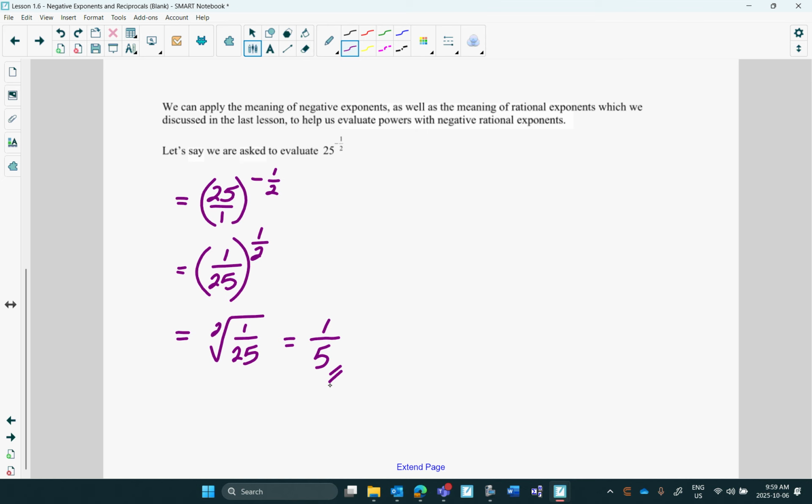So notice when it's got negatives and fractions, do the negative first, change it to positive, then do the fraction exponent by changing it to radical.